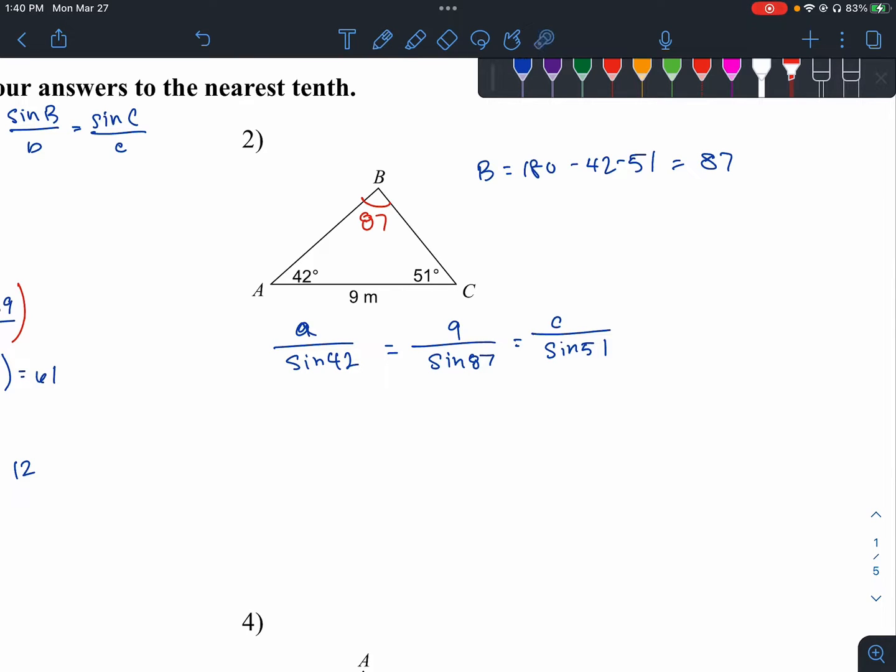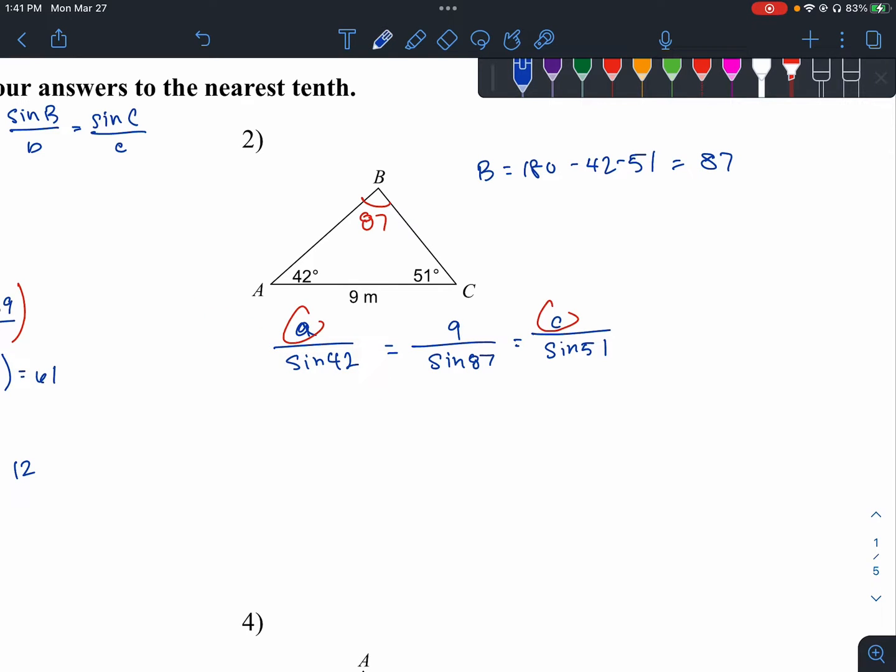Okay, so I'm trying to find A and C. Let's start with this side right here. I'm going to ignore this part and just look at this part right here. If I ignore this, I'm just going to multiply by sine of 42, the top here and the top here by sine of 42.